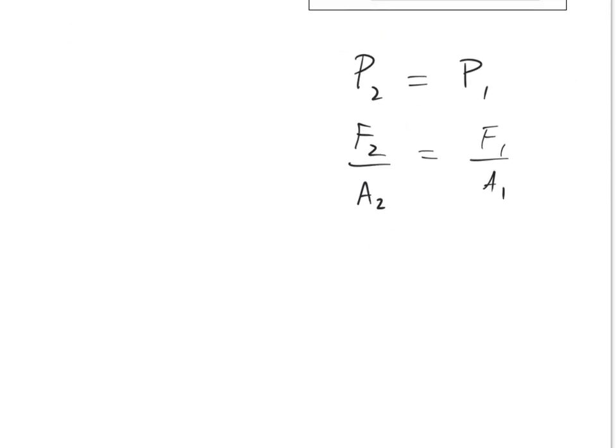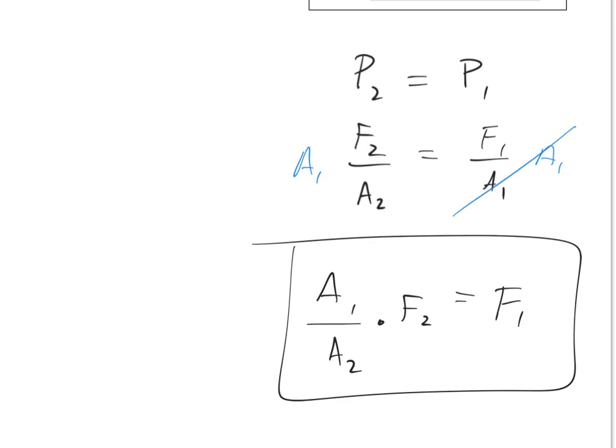Now, here's what I want you to recognize. F2 is the actual car physically. F1 is the force you're going to apply. So let's solve for the force F1 that we're going to apply. How do I get rid of A1? Multiply by A1 on both sides. It cancels. So I end up with the fact that F1 is equal to this, and I'm going to write it this way. I'm going to show you what I mean.